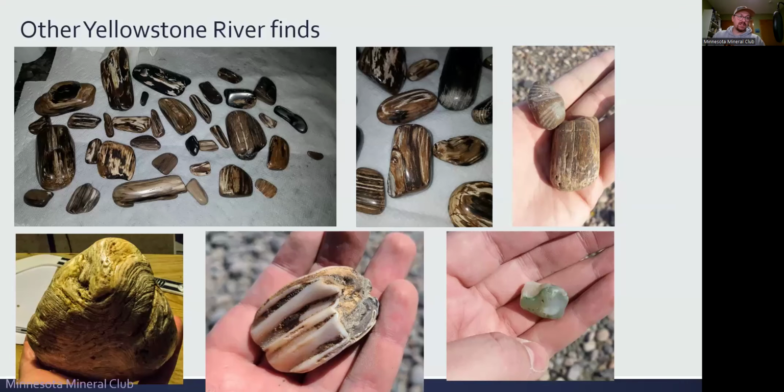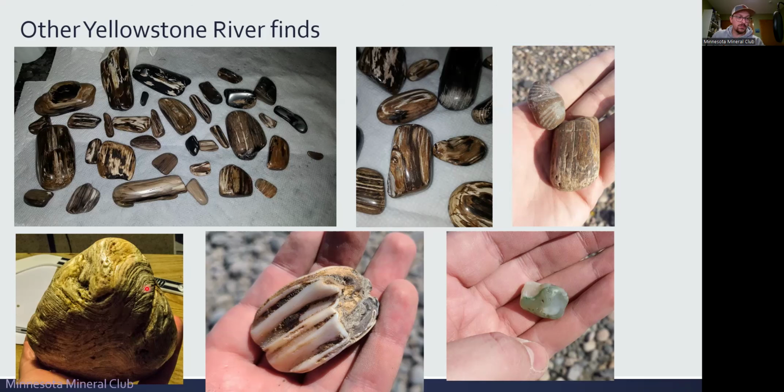So besides Montana agates, you can find other things. So the Yellowstone River, you'll find a lot of this petrified wood. This on the right here is what it looks like unpolished. These are all polished. They're mainly composed of silica, so they polished really well. This one on the right also has the small brachiopod fossil that I found. This was found near Miles City.